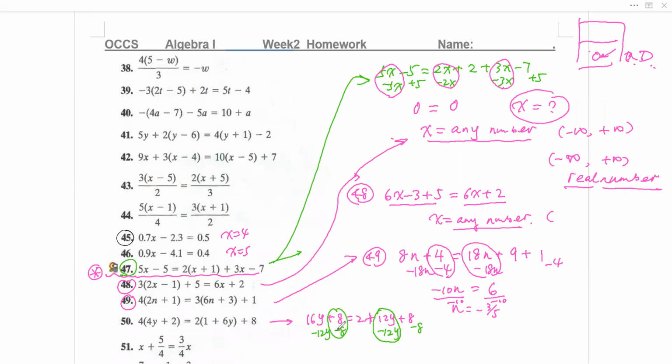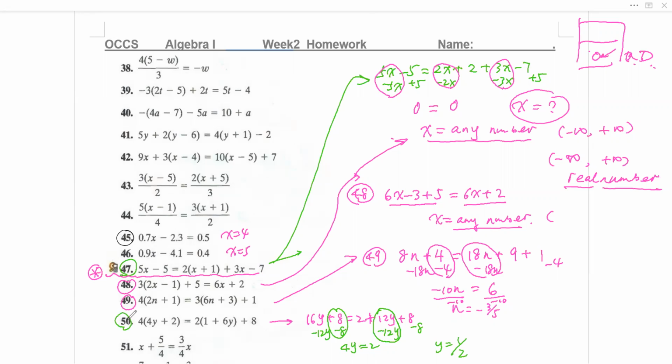All right, reorganize. The left part became 4y, right? What about the right part? The right part equals 2. So y equals half, right? Both sides divide by 4, so y equals half. All right, let's see the last one. 50. Not the last one. We still have several left.